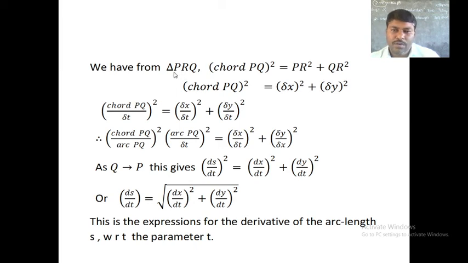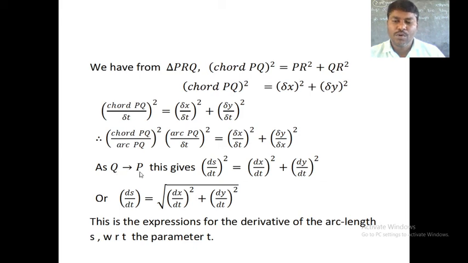Again by the previous figure, we have triangle PRQ, so chord PQ whole square is equal to PR square plus QR square. So this chord PQ whole square is equal to delta X whole square plus delta Y whole square. Divide throughout by delta T whole square. So we get this one. Here multiply and divide by chord PQ whole square. The RHS you write as it is.